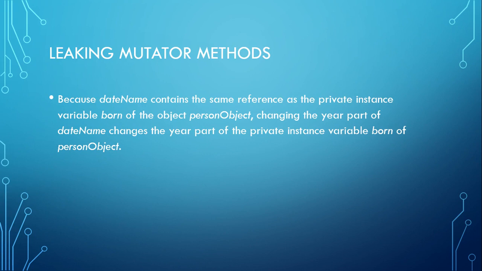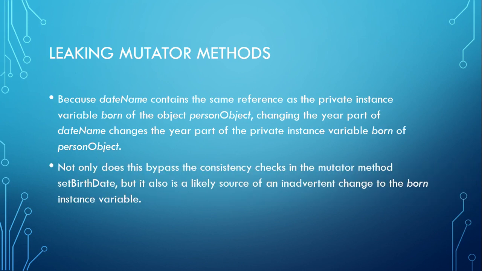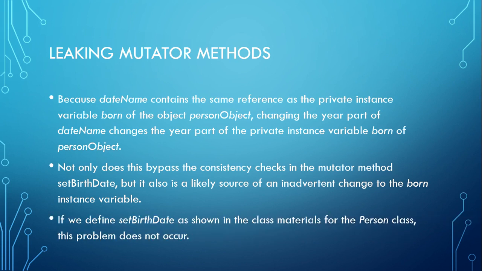Because dateName contains the same reference as the private instance variable born of the object personObject, changing the year part of dateName changes the year part of the instance variable born of personObject. Not only does this bypass the consistency checks in the mutator method setBirthDate, but it is also a likely source of an inadvertent change to the born instance variable. If we define setBirthDate as shown in the class materials for the Person class, this problem does not occur.